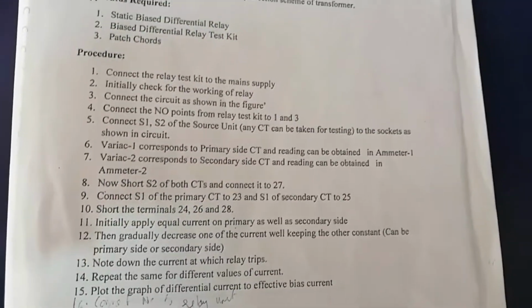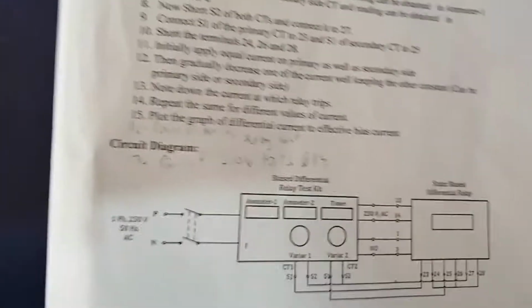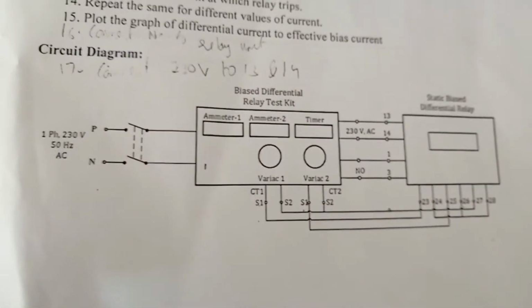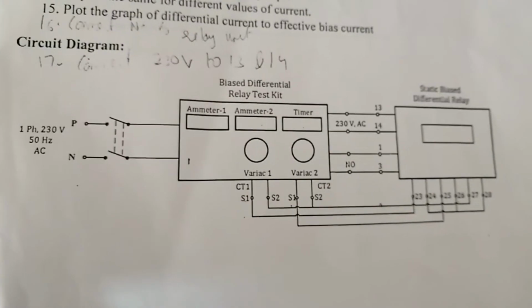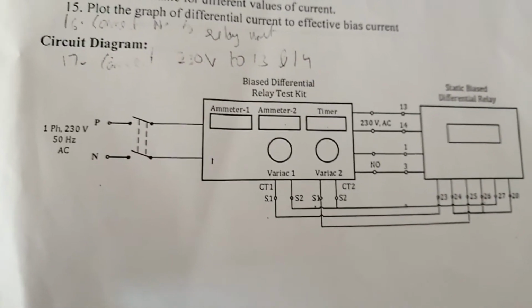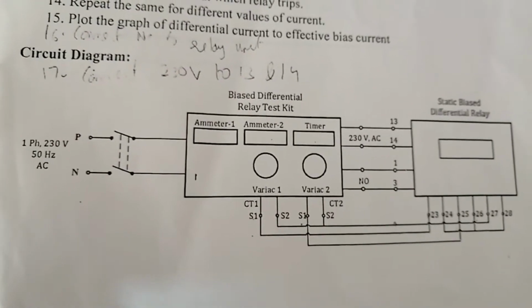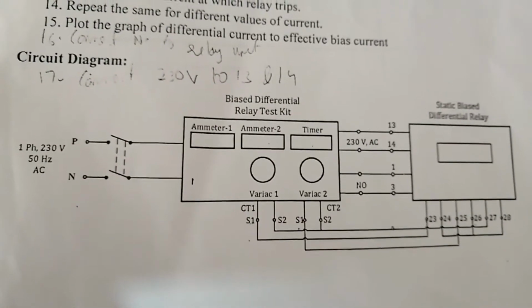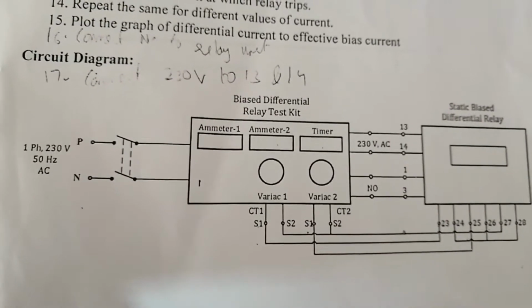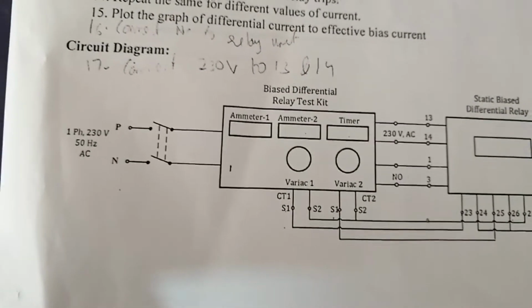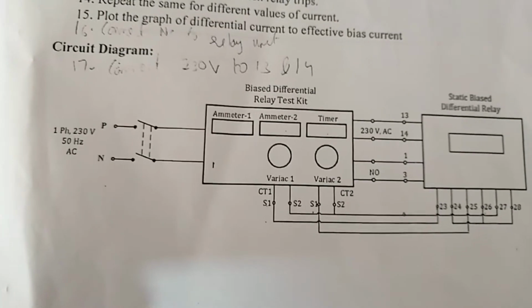And the main heart of this experiment is the circuit diagram. In the circuit diagram there are two parts. One is the kit and one is the unit part. So you have a biased differential relay test kit. You have two ammeters with a timer, two variacs, and the other one is the relay with all the points being connected with a single phase 230 volts 50 Hz AC supply.